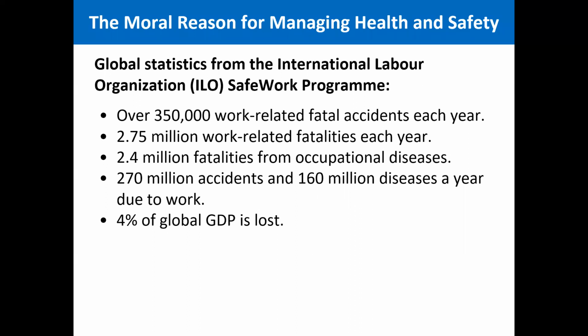Okay. 2.75 million work-related fatalities every year. So more than 2.75 million people die at work every year. Imagine that. 2.4 million fatalities from occupational diseases. So 2.75 million are the people who die at work every year, and 2.4 million people die from the diseases that they acquire due to their work.